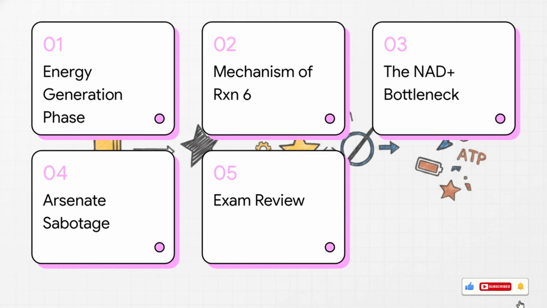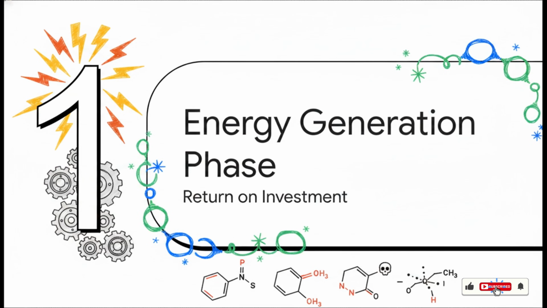Here's our quick roadmap for today. First, the energy generation phase, then the mechanism of reaction 6, followed by the NAD+ bottleneck. After that, we'll hit the arsenate poisoning sabotage and wrap it all up with memory aids and an exam review. Let's go. All right, Section 1, the energy generation phase.